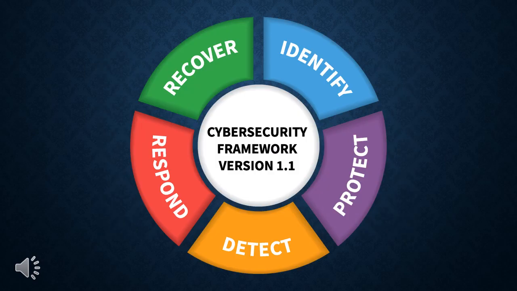The NIST cybersecurity framework consists of 5 functions. Identify helps increase an organization's understanding of their resources and risks. Protect supports the ability to limit or contain the impact of a potential cybersecurity threat. Detect enables timely discovery of cybersecurity events. Respond supports the ability to contain or reduce the impact of a cybersecurity event. And recover helps an organization resume normal operations after a cybersecurity event.